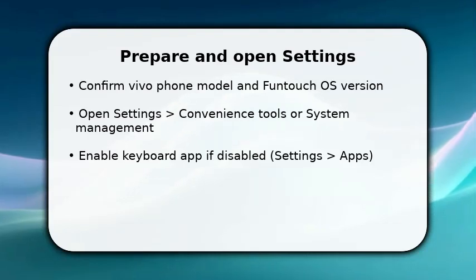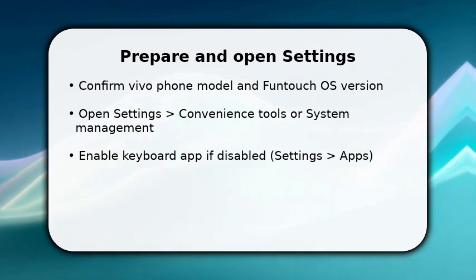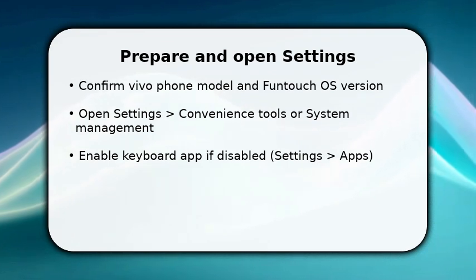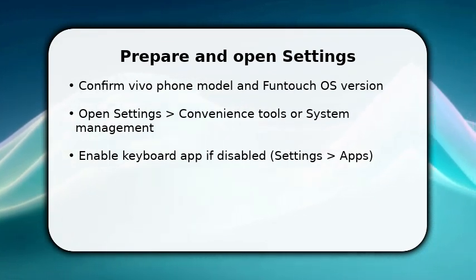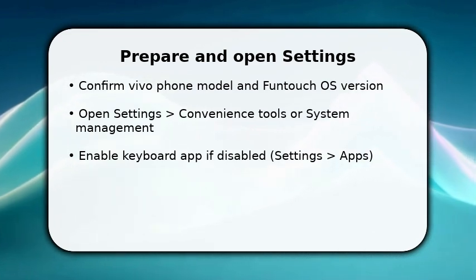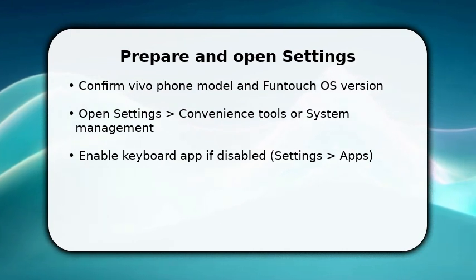You start by confirming your Vivo model and FunTouch OS so the steps match exactly. This avoids buried menu differences. Once confirmed, open Settings and go directly to Convenience Tools or System Management because some Vivo versions nest keyboard options there. Make sure the keyboard app is enabled in Apps, otherwise you cannot change its wallpaper.